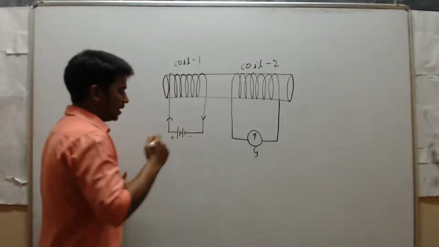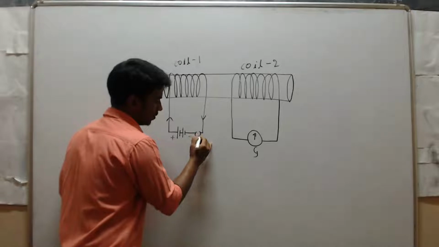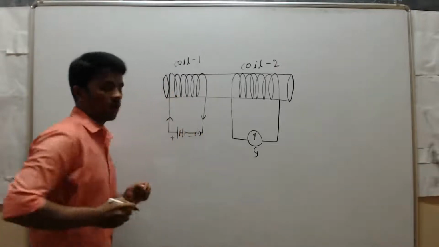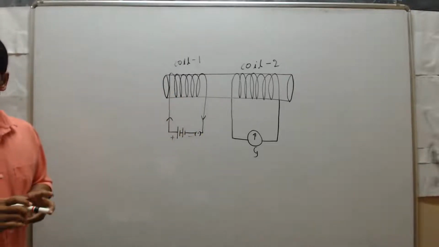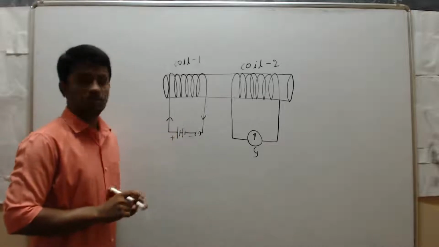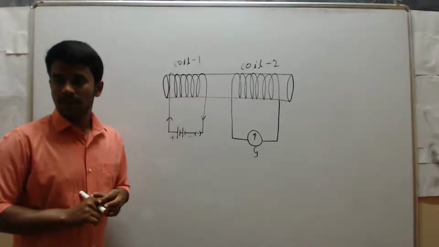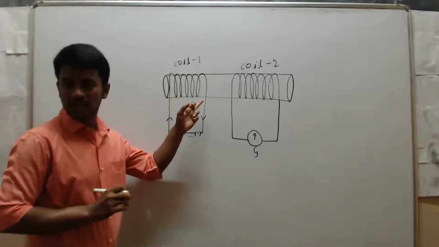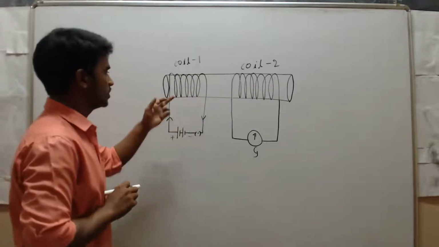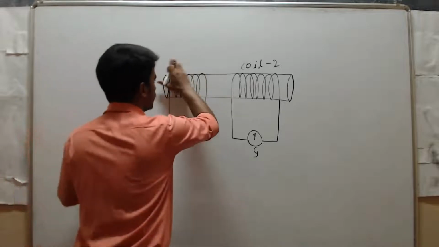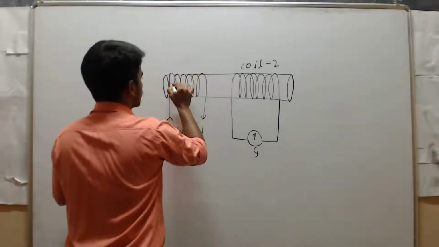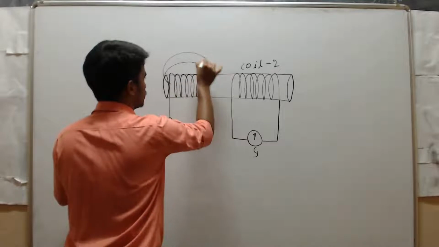Now, see here, I will turn on the key. So what will happen? Current will move through this coil. Electrons move from the negative side to the positive side. When you pass current through a conductor, what will happen? A magnetic field is created, right? We have seen. This is just like a coil. So the magnetic field is created like this.